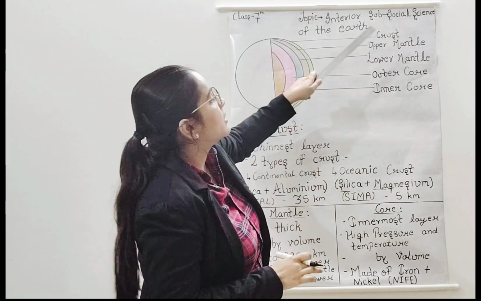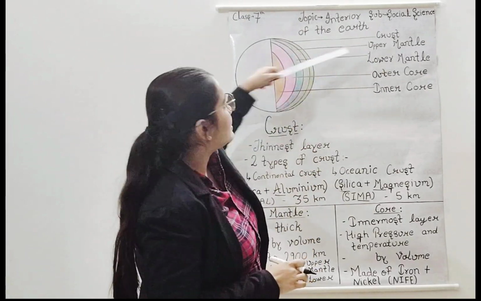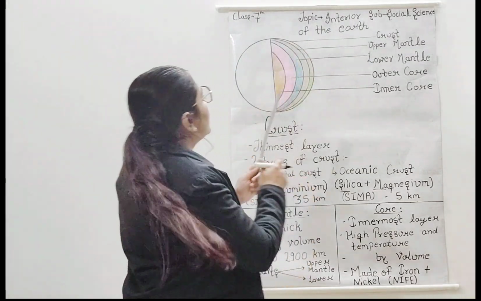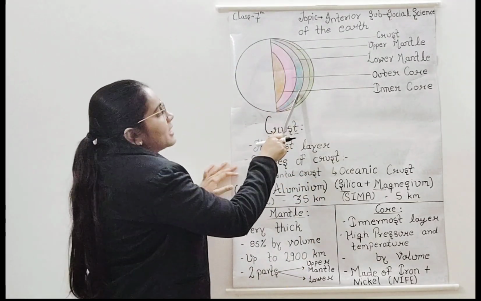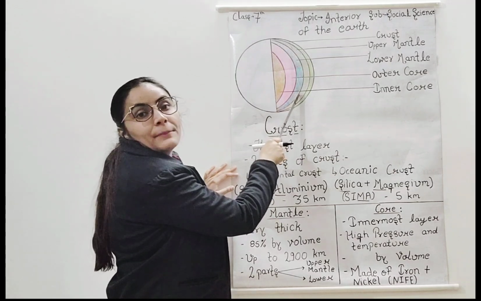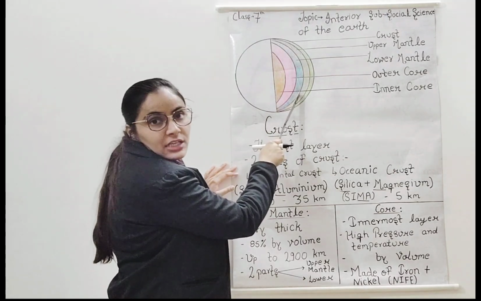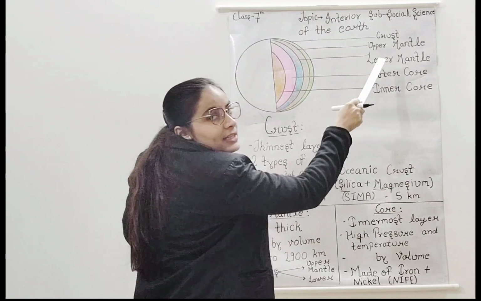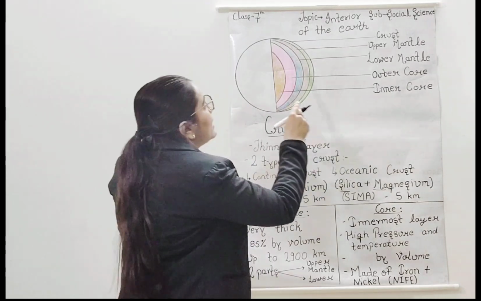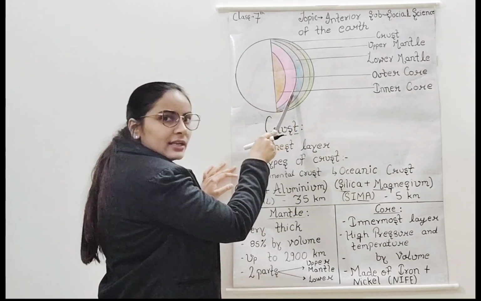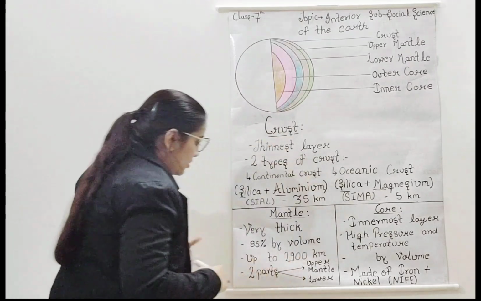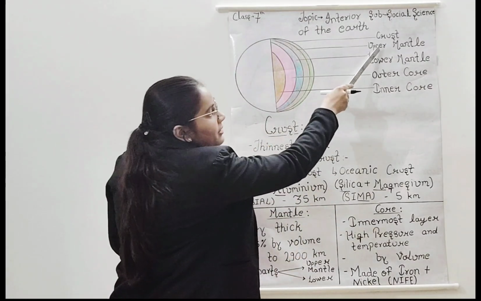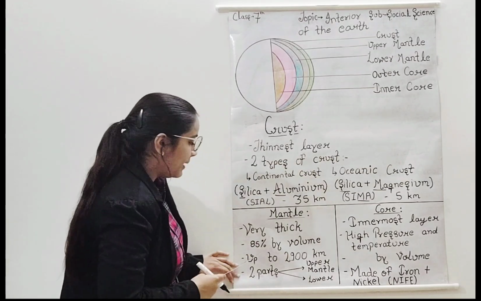Why? Because the upper mantle, as we can see clearly from this diagram, which is near the crust, is viscous in nature and is also the main source of magma which we see during a volcanic eruption. On the other hand, the lower mantle, which is near the outer core, is as usual solid in nature. That's why we can see here the mantle has two parts, the upper mantle and the lower mantle.